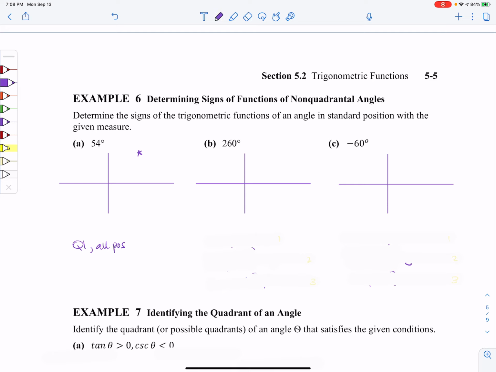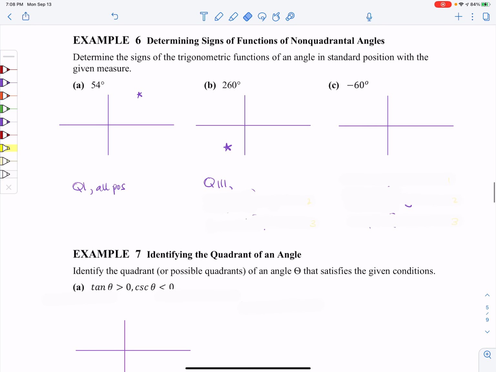260 degrees is going to be in the third quadrant. This is where both my x's and my y's are negative. So yes, I know it's in the third quadrant. In the third quadrant, sines and cosines with their partners are going to be negative. Tangent and cotangent are going to be positive because it's either a y over x or an x over y, so it's going to be a negative over a negative.